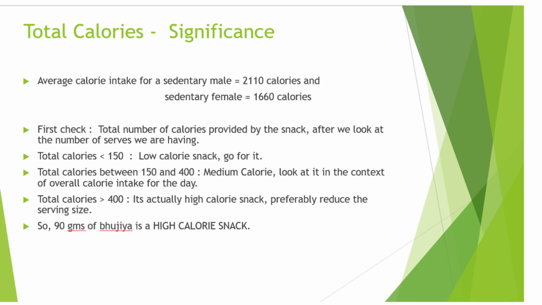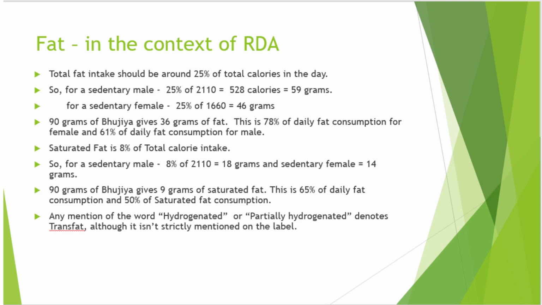If it is less than 150, it's a low calorie snack. Go for it. Don't bother much about the nutrient profile unless it's pure sugar or pure fat. Total calories between 150 and 400 is medium calorie, and that has to be looked at in the context of total calorie intake for the day. And if the total calories for a given snack is more than 400, it is absolutely important to look at the serving size and reduce it by one or two to make it a medium calorie snack. To put it into context, 90 grams of bhujia is 540 calories, which puts it into the high calorie snack category.